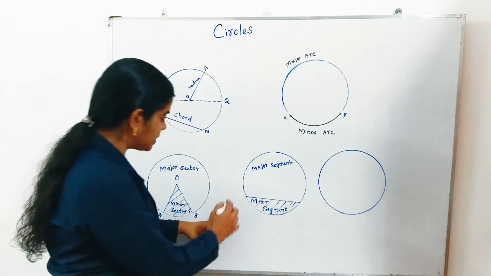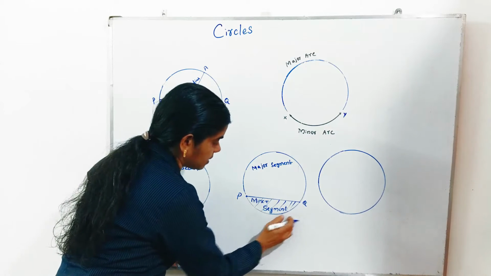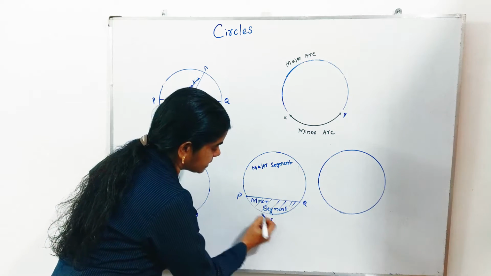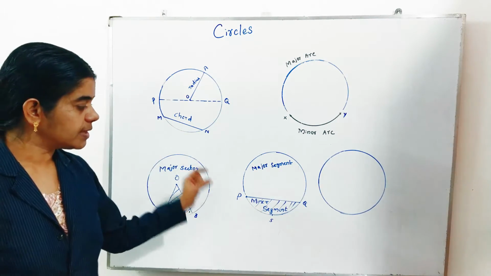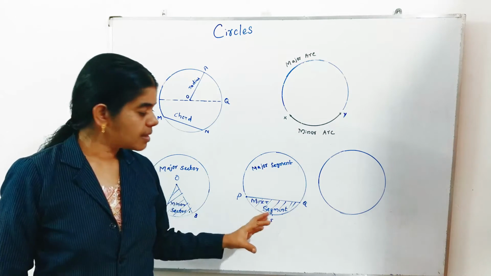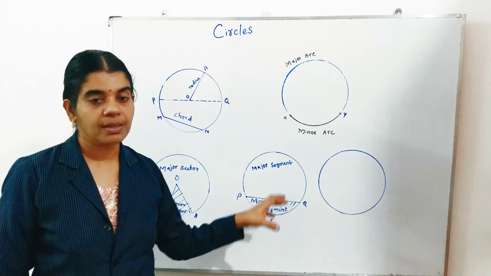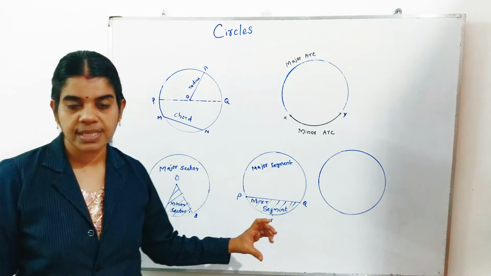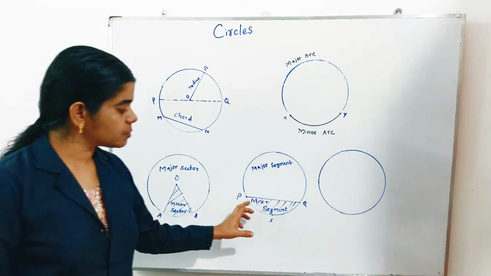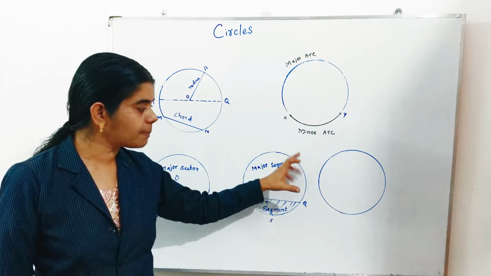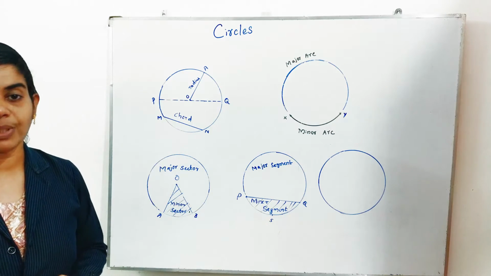Segment means what? PQ is the chord of a circle, and this part I am taking here as PSR. PSQ is an arc of a circle. So the space between a chord and an arc of a circle is known as the segment of the circle. Once again, the space between the chord and arc of a circle is known as the segment. The space between two radii and an arc of a circle is known as the sector. The smaller one is known as the minor segment, and the remaining bigger part is known as the major segment of the circle. These are mainly about the circles.